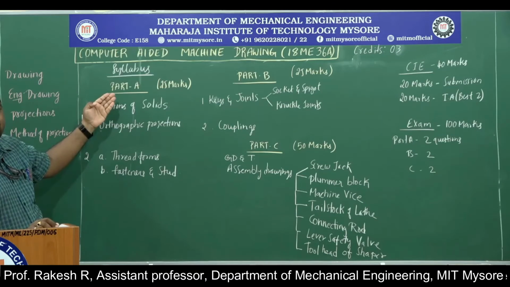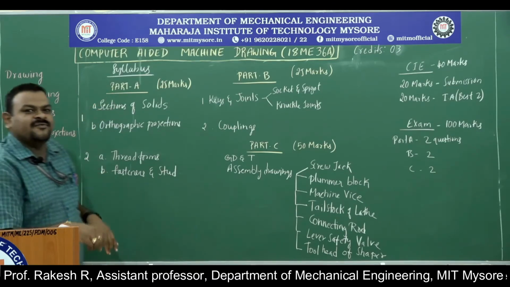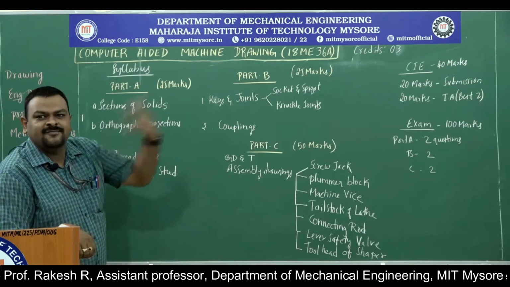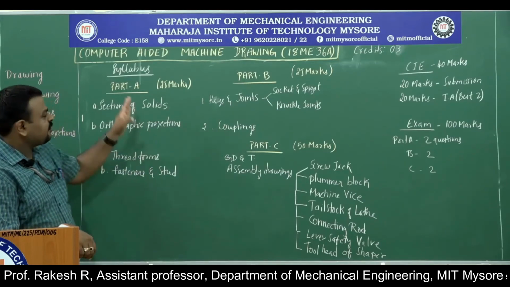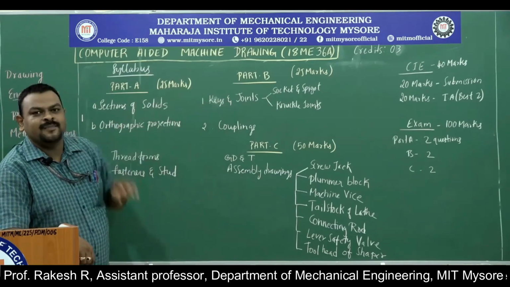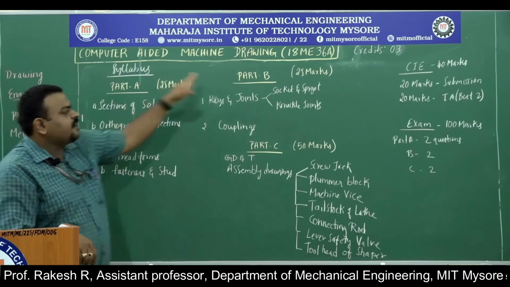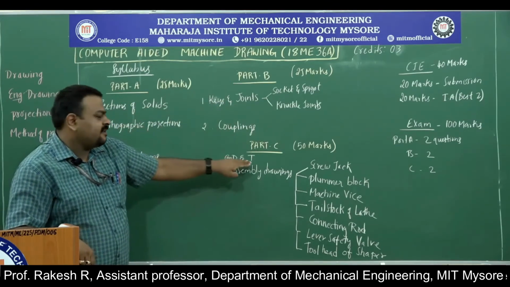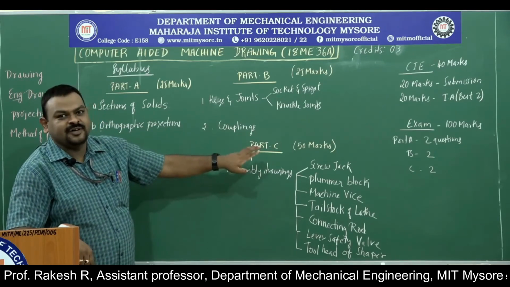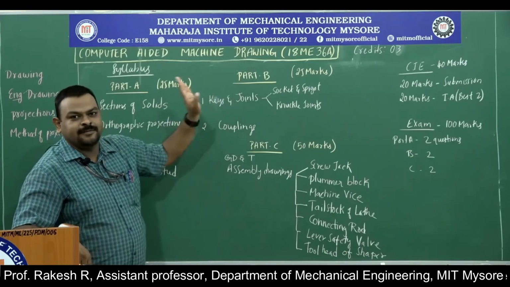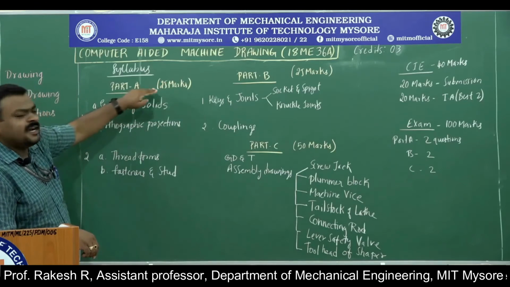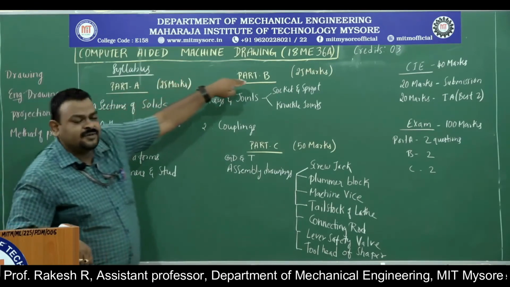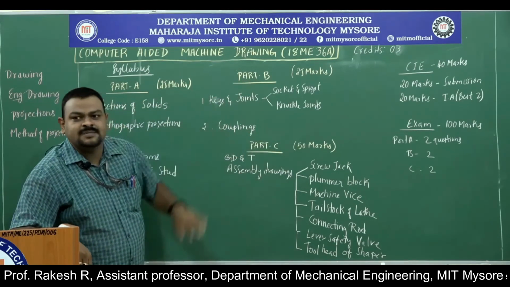In the syllabus, they have three divisions. The syllabus of machine drawing is different compared to other subjects. So here you have three parts: part A, part B and part C. Parts A and B are 2D drawings. Part C is assembly drawing. Here there is a 3D drawing as well as 2D drawing. A and B are only 2D. In part A, the marks allotted are 25, part B 25 and part C is 50 marks.